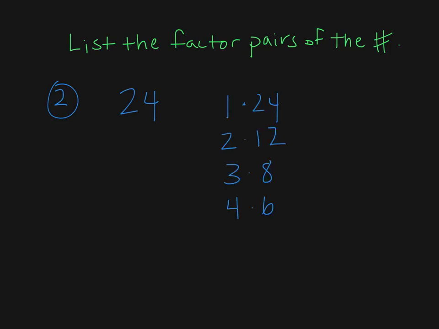Okay, there should be 4 factor pairs: 1 times 24, 2 times 12, 3 times 8, and 4 times 6. Another way to do this is to do a T-chart. With a T-chart, it's just easier to see what it looks like, and I'll show you how to do that right now.